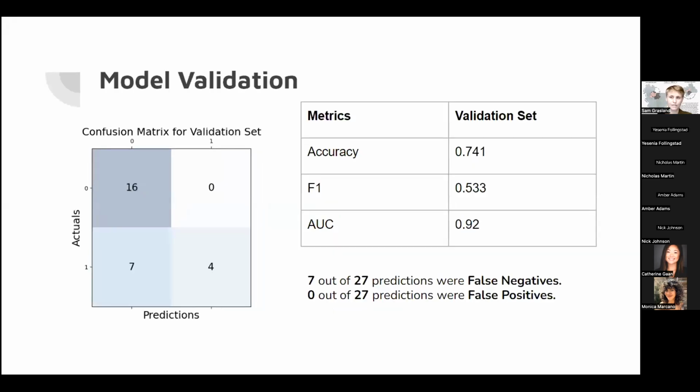So to make sure that my model would work well with future hurricane data, I validated it using Hurricane Ian data, which was the most recent hurricane. So for my model validation, my model did perform with an accuracy of 0.74. So that means it was right 74% of the time.